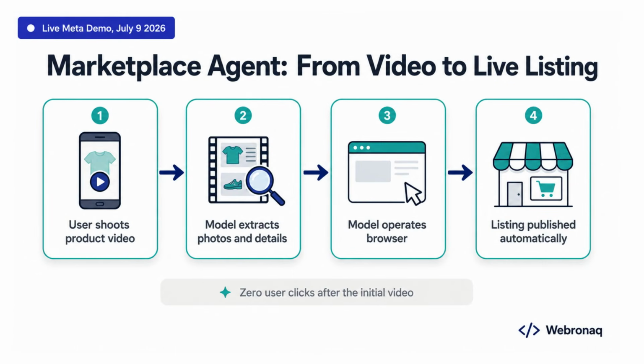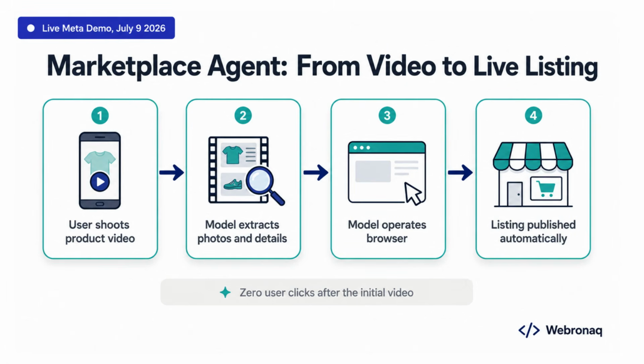Here is exactly what that agentic loop looks like in the real world. In Meta's own demo, released today on July 9th, a user does just one thing, shoots a short smartphone video of a product they want to sell. From that point, Muse Spark 1.1 takes over completely. First, it processes the video and extracts the best photos, pulling out details about the item. Then it reasons about what a good listing needs, things like a title, a description, and a price. Next, it uses its built-in computer use capability to open a browser and navigate to Facebook Marketplace. Finally, it fills in the listing form and publishes it, all without the user clicking a single button.